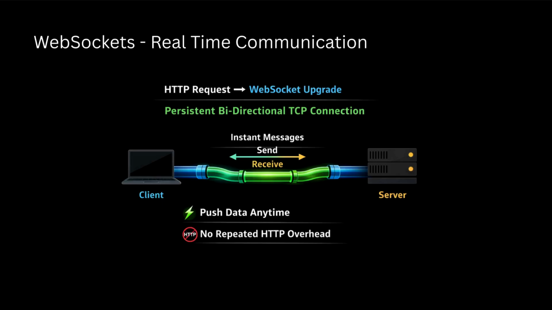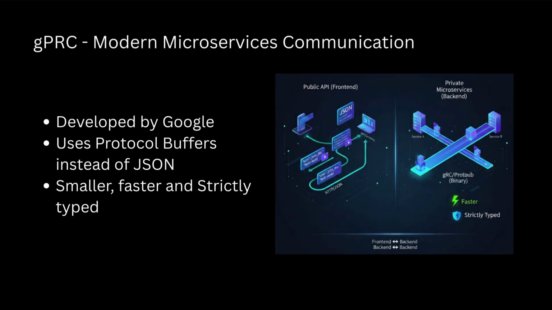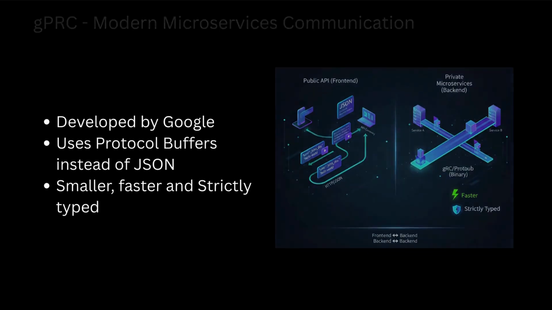WebSockets are for the front end, but what about the back end? When different servers need to talk to each other as fast as possible, we use gRPC. Developed by Google, gRPC uses protocol buffers instead of JSON. Because it's binary, it's smaller, faster, and strictly typed. That's why many large systems use REST for their public face but rely on gRPC for everything happening behind the curtain.